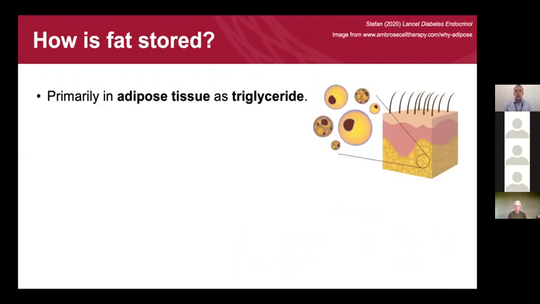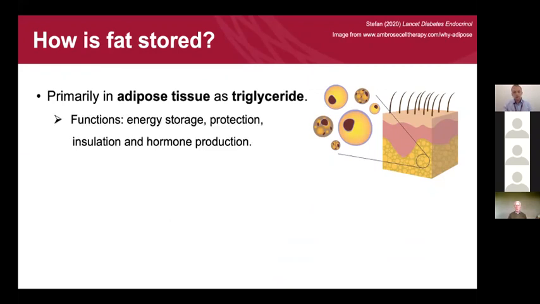Fat which isn't used as energy is primarily stored in adipose tissue as triglyceride. The main function of our adipose tissue is this long-term energy storage, which I mentioned, but also as a layer of protection for our vital organs, and as insulation to maintain our core body temperature. Adipose tissue is also an organ which can produce a variety of different hormones, which have a variety of different effects within our body. And most of these stores are what we call subcutaneous adipose tissue.